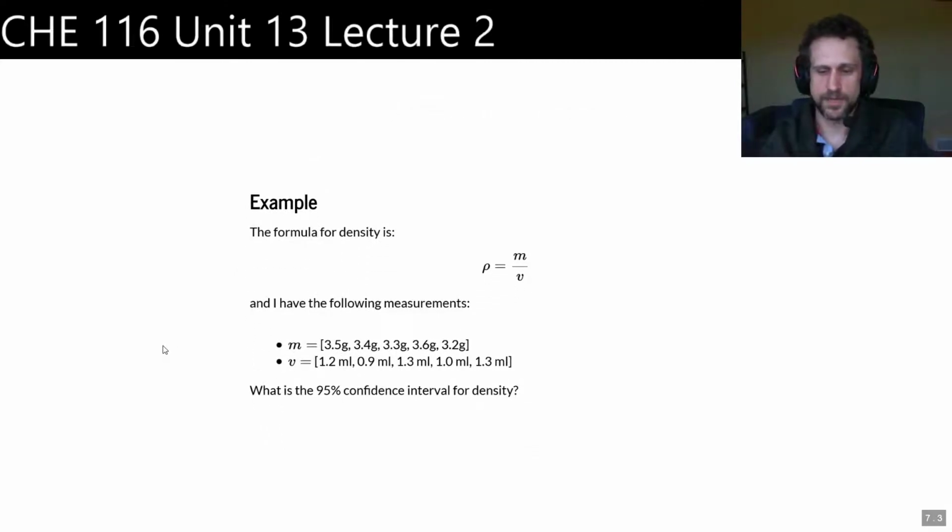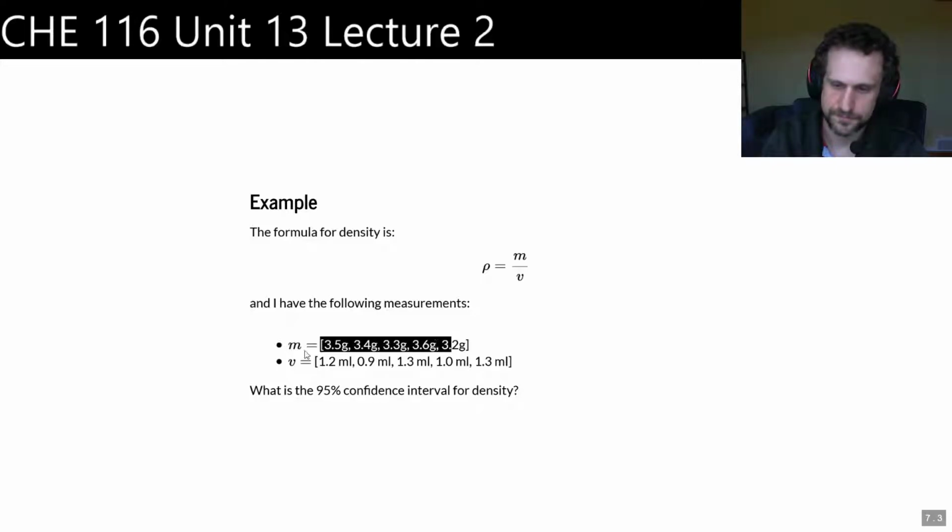So we're working towards an example here. Let's say we were trying to compute density, and now we're measuring volume and mass. These are the 2 examples we did before, but now they're combined. We have multiple mass measurements and multiple volume measurements, and we're trying to estimate the density. So the question is, what is the 95% confidence interval for density? So here are our values.